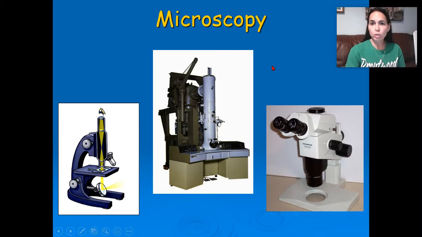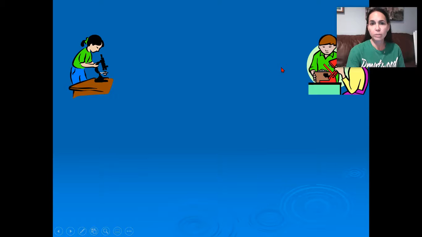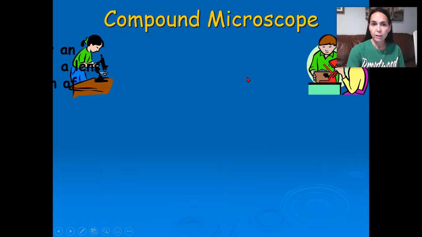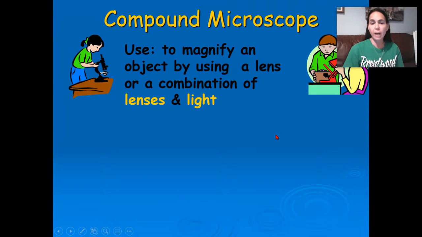Okay, the next section is the microscope section of the notes. These are different types of microscopes. So we're focusing on the compound microscope. That's the only one that's going to be in your note packet. The compound microscope is used to magnify an object by using a lens or a combination of lenses and light.